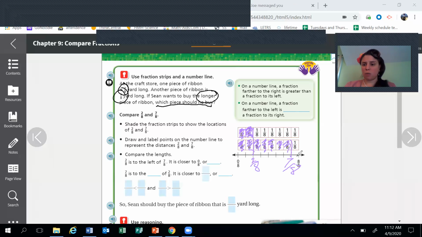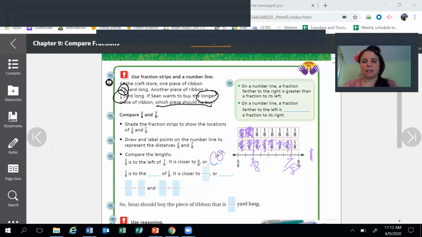Okay? So now that we've shaded them, can we easily figure out which piece is longer? Yeah, man. I mean, look at the picture. Which piece is longer, guys? The 7/8 is definitely longer, right? Because it's closer to the 1, right? So let's go ahead and read what it says here. Compare the lengths. 2/8 is to the left of 7/8. It is closer to 0/8 or 0.